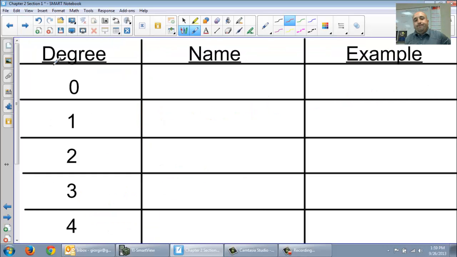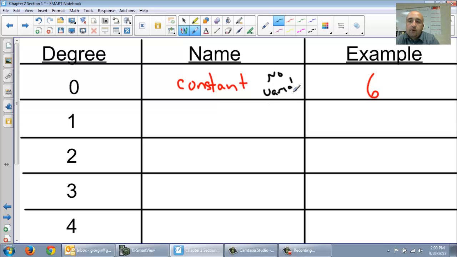We've got a little chart here. We're going to talk about degree again. Each particular degree has a name, and then I'm going to show you an example. So what happens if we start with a degree 0? That is called a constant polynomial, or a constant expression. An example is just any single number. 6 is an example of a constant expression. So no variables. There are no variables in a constant expression.